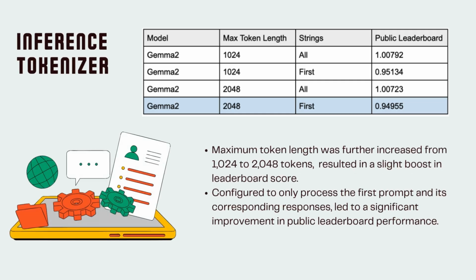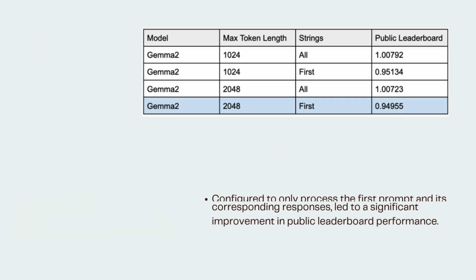The maximum token length was further enhanced from 1024 to 2048 tokens, covering roughly more than the 99th percentile of the total distribution. This resulted in a slight boost in leaderboard score. Furthermore, the inference notebook was configured to only process the first prompt and its corresponding response. This modification led to a significant improvement in public leaderboard outcome.